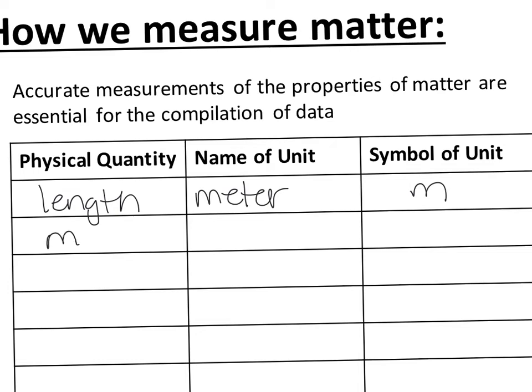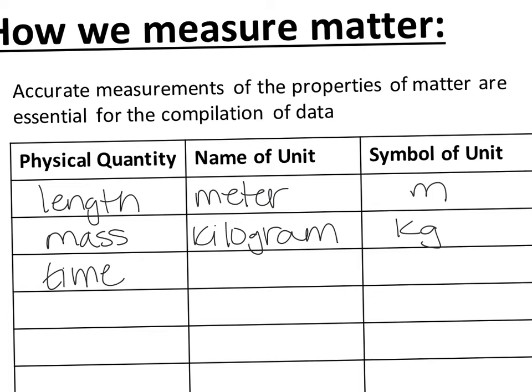Oftentimes we measure things in terms of mass. Frequently the standard unit is the kilogram, noted by the symbol kg. We also measure things in terms of time, and typically we talk about time in units of seconds, which are often abbreviated with an s.